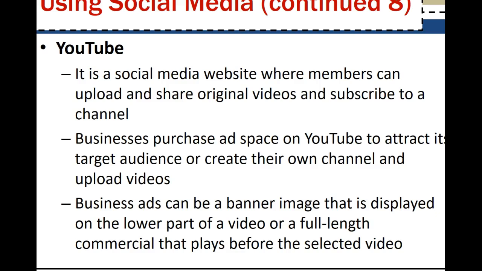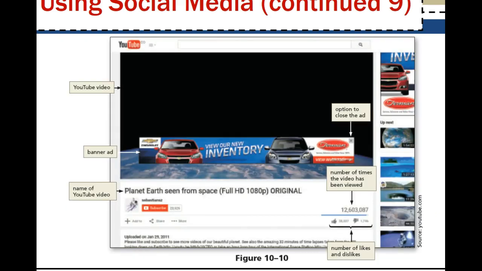Businesses use this space a lot to attract their target audience, or sometimes they create their own channels and upload their videos. A business ad can be a banner image displayed on the lower part of the video, or a full-length commercial that can be played before the selected video. And as I mentioned, businesses can create their own channels on YouTube, and users can subscribe to a channel and view the business's videos and so on. So this is an example of it.